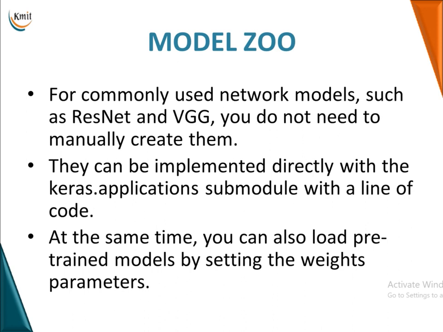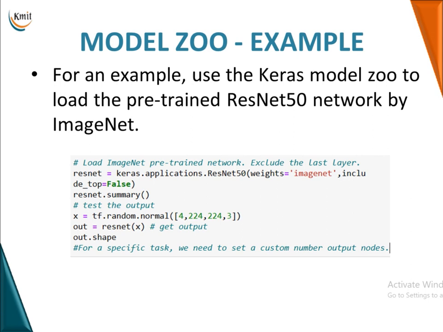We'll see how to do it, and at the same time you can also load certain pre-trained models by setting the weights and parameters. So we are going to see one simple example of it here. You will be learning more on this when you work with CNN. Anyway, for an example here we have used the Keras model zoo in order to load the pre-trained ResNet50 network using ImageNet. So here we are loading the pre-trained ImageNet network, and you are excluding your last layer. This is just an example and you can work with it.